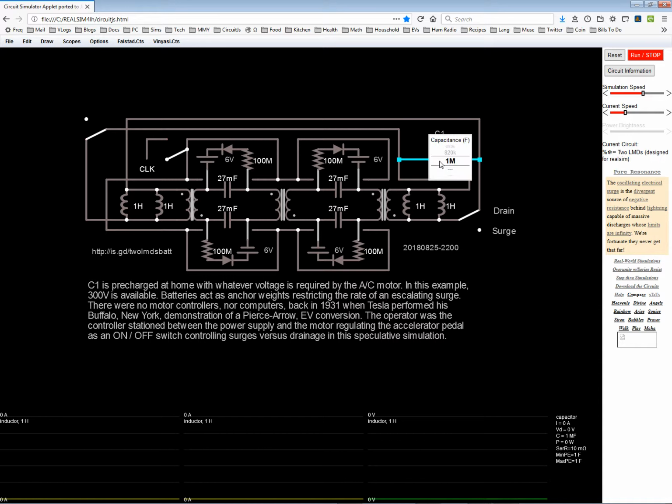I could have gone up to 1 megafarad, but I chose 470 because that's the minimum I had to drop it to. In other words, I could drop it further, but the minimum I had to drop it from the 1 megafarad in order to get this thing to escalate from a cold start.